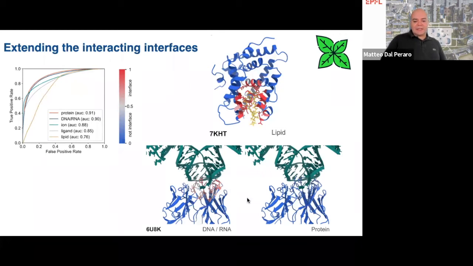I leave you with this final example that I find very nice. This is a prediction for an interacting interface on an antibody. Usually antibodies interact with other proteins, and when we run the protein-protein interaction prediction, we don't have any positive results. Instead, we have a positive result for a protein-nucleic acid interaction. In this particular case, this antibody is special because it interacts with RNA and not other proteins. So it's particularly remarkable that the model is learning something quite deep regarding the physical-chemical features of the interacting interface. We don't know how it does that, but it is good to see that.